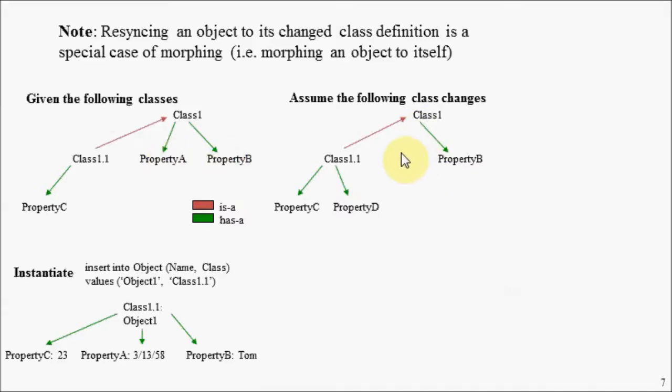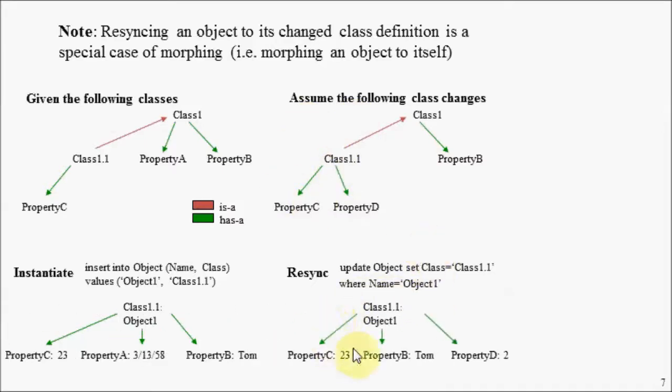Notice now that our updated class definition is out of sync with the objects that we've created here. So the way to rectify the problem is we do an object morph. And so what we do is we execute an update statement. Update object set class equal to 1.1. That's what we're trying to rectify here, where name equal object 1. And so what happens behind the scenes is TCSQL will magically add property D here that we see as part of class 1.1 and we'll remove property A. So this is a special case of object morphing.